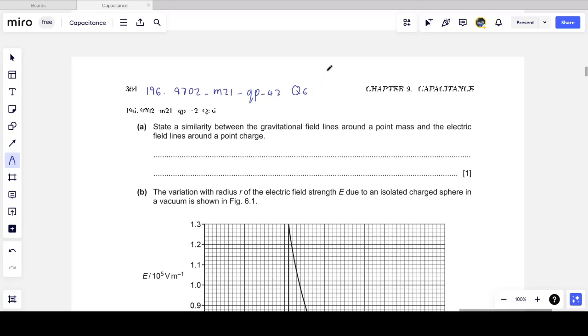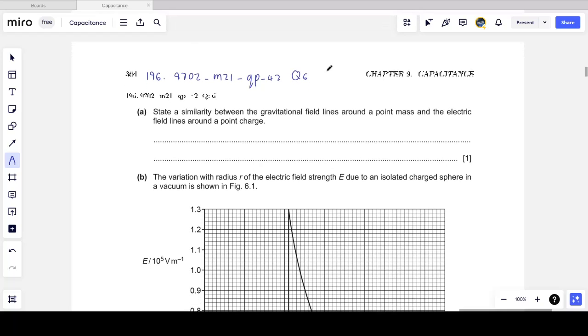The first question says to state a similarity between the gravitational field lines around a point mass and the electric field lines around a point charge. What we know is that gravitational field lines always point inward because gravity is always attractive, but electric field lines can point inward or outward. So that's not a similarity. But there is one thing about a point mass and a point charge that will be the same: the field lines will both be radial.